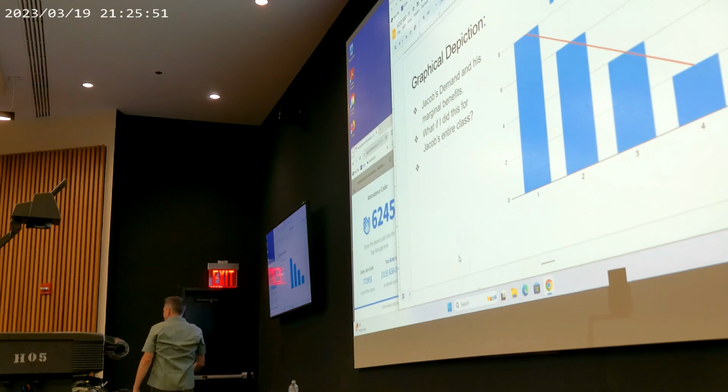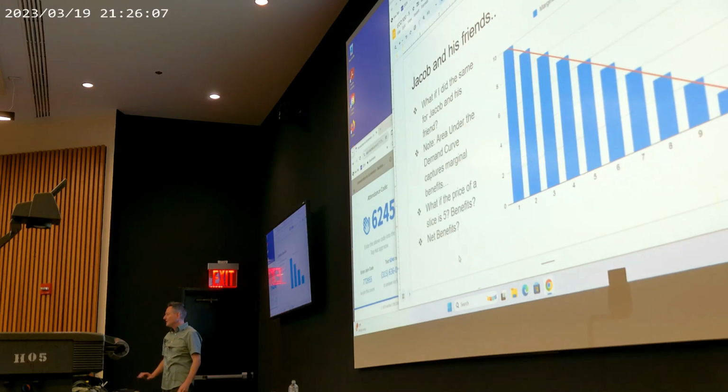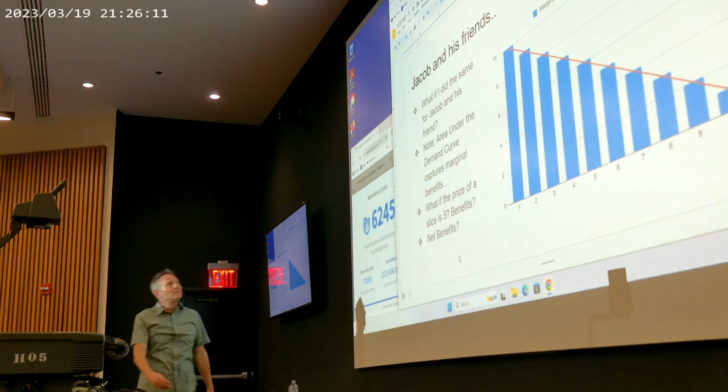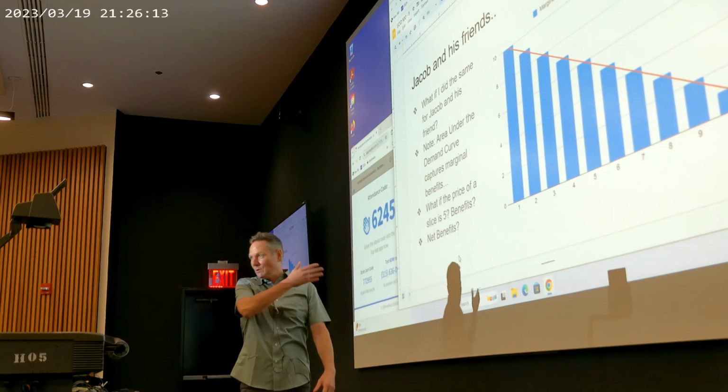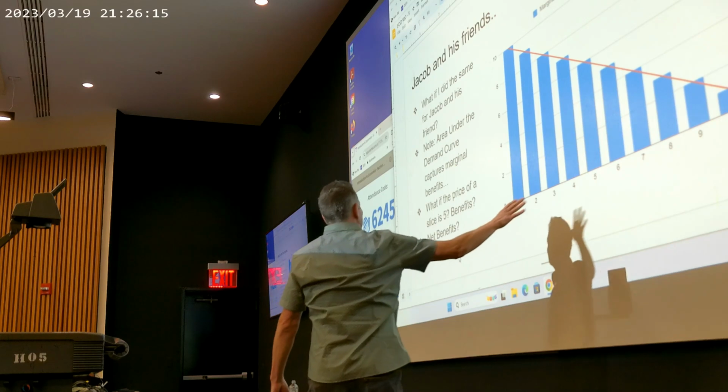Okay. So I say here, what if I did this for Jacob's entire class? Good question, but let's be even simpler and say, what if I just did this for Jacob and his friend? They might have different valuations, and when I blend those two together, I might get something that looks like this. I did it so it kind of looks like this. So now, what have we learned here? What are we looking at? Think about it this way.